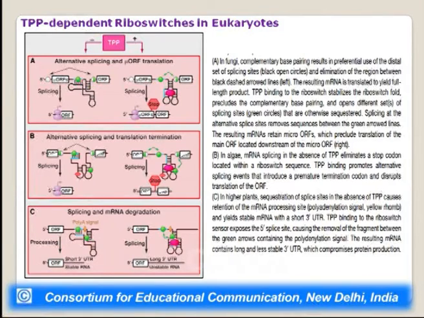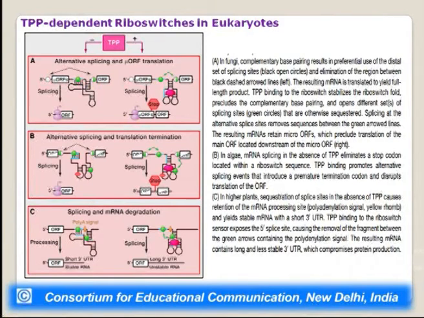However, the TPP binding to the riboswitch stabilizes the riboswitch fold, precludes the complementary base pairing and opens different sets of splicing sites that are otherwise sequestered. So, alteration in the conformation of the riboswitch releases these splicing sites which are otherwise sequestered. Splicing at the alternative splice sites removes sequences between the green arrow sites. The resulting mRNAs retain the micro ORFs which preclude translation of the main ORF located downstream of the micro ORF. Therefore, the main ORF expression is repressed.